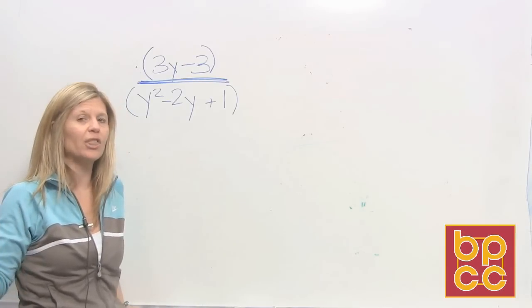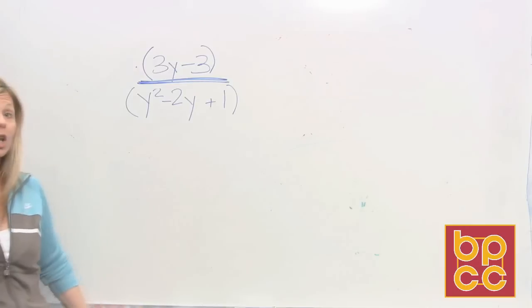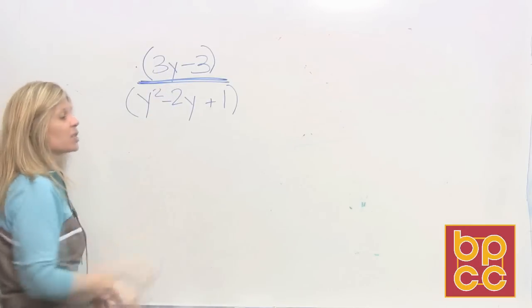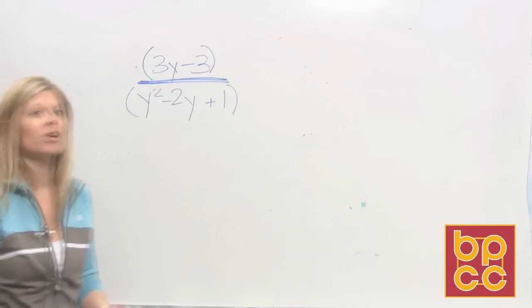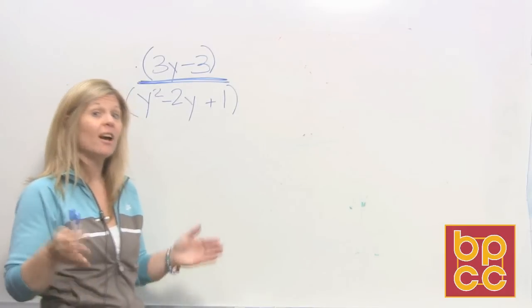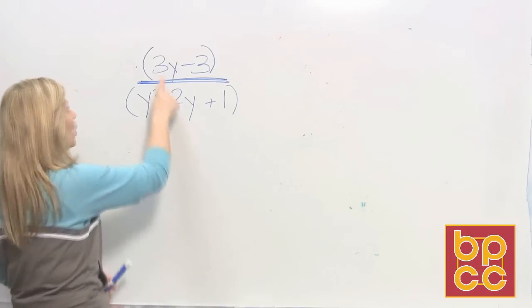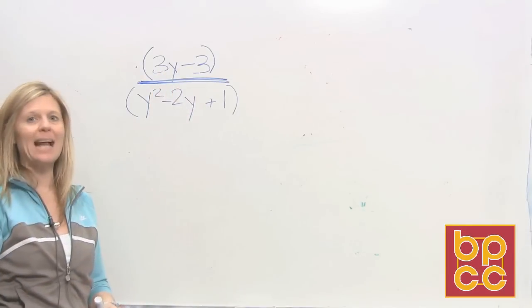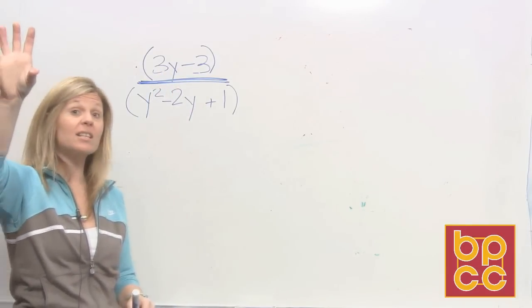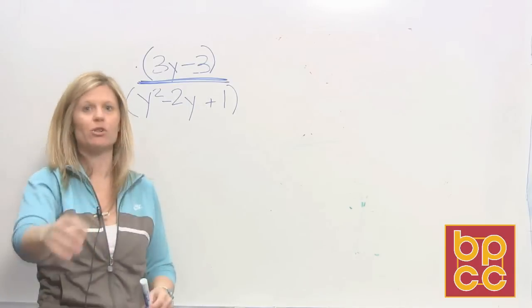Factor, cancel, then you're done. We are going to learn how to reduce this by using our factoring skills. Because if you remember in chapter 13, factoring means make multiplication. We can factor this and make it connected by multiplication. And as long as it's connected by multiplication, then you can do division.